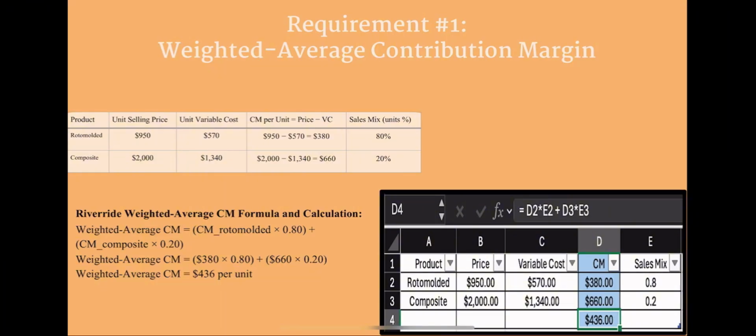This single number ties the company's financial information together. It supports clearer forecasting, better pricing decisions, and more accurate planning for production and sales targets moving forward.